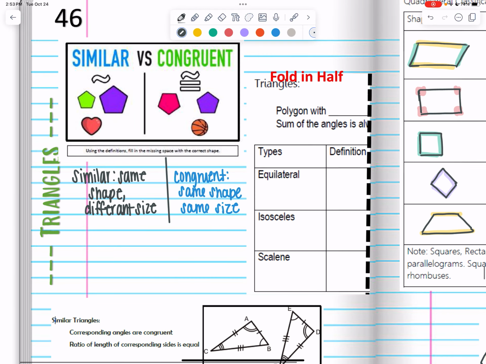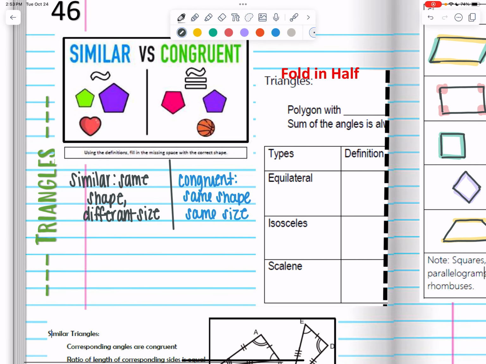We have this definition, similar versus congruent. Similar, I've written down here, same shape but different size. Congruent means the exact same shape and the exact same size. So similar means that one has been zoomed in or zoomed out. Congruent means they're exactly the same.